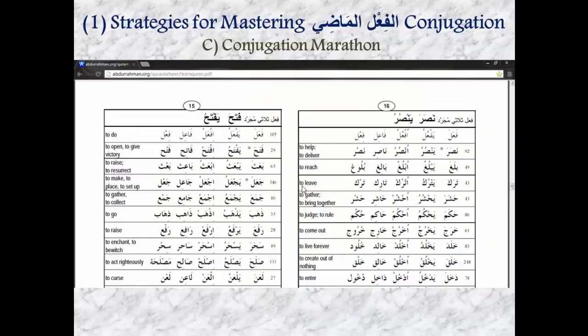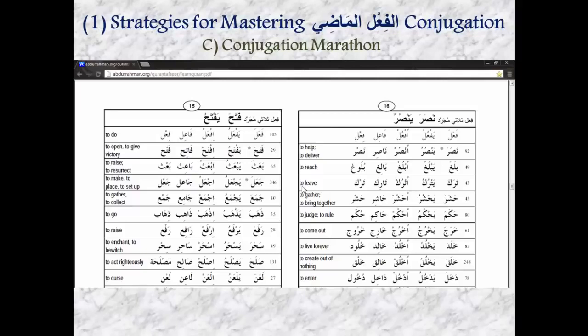Finally, we have strategy number 3, the conjugation marathon. In other words, practice. There actually is no shortcut to mastering conjugation. If you want to master it, you need to practice. You need to drill the conjugation rules and patterns into your mind by doing lots and lots of conjugation. There's no shortcut around it, trust me.